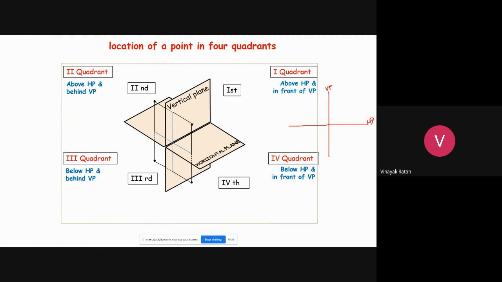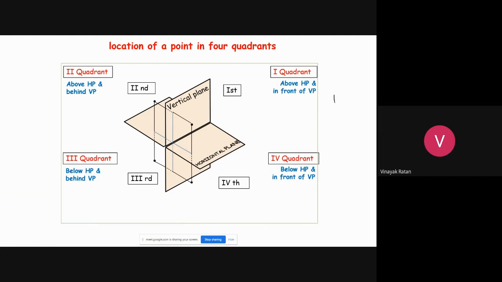Here, in the first quadrant, a point is above HP and in front of VP. With respect to the second quadrant, a point is above HP and behind VP. With respect to the third quadrant, a point is below HP and behind VP. With respect to the fourth quadrant, it is below HP and in front of VP. So this is one case wherein a point lies in its individual quadrants. There is one more case wherein a point lies in two quadrants simultaneously. What is that?